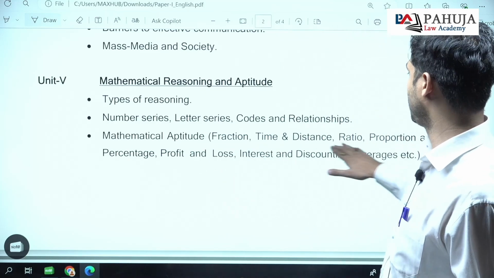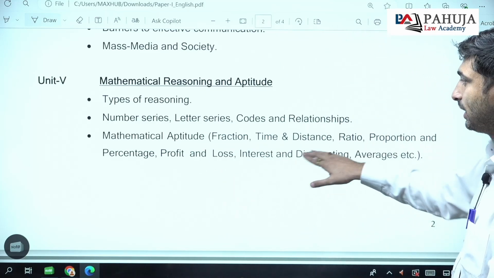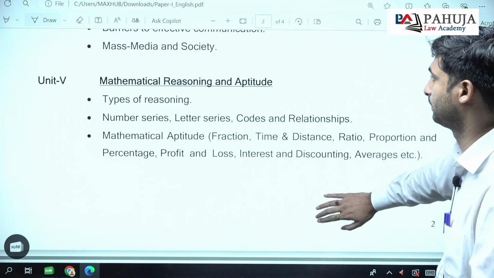So here is the syllabus. You can go through that. In the mathematical aptitude, you will be dealing with these things.